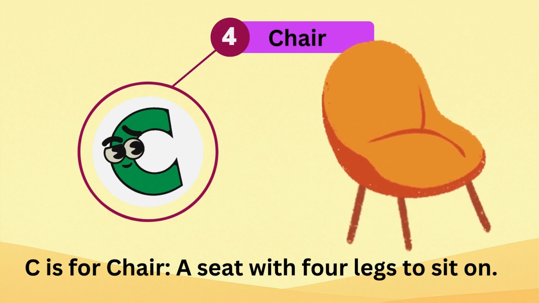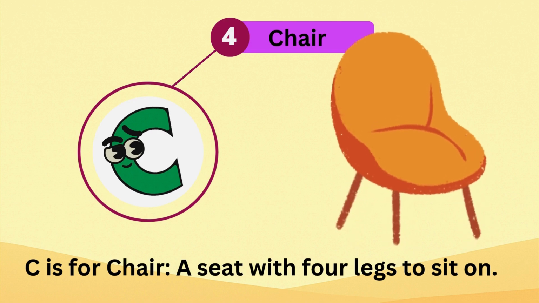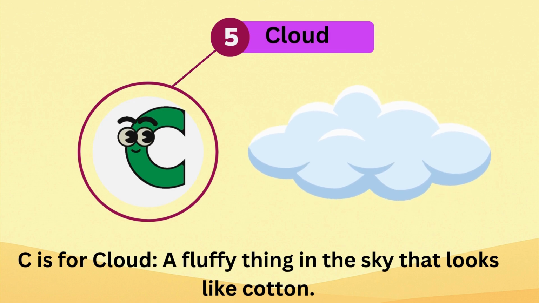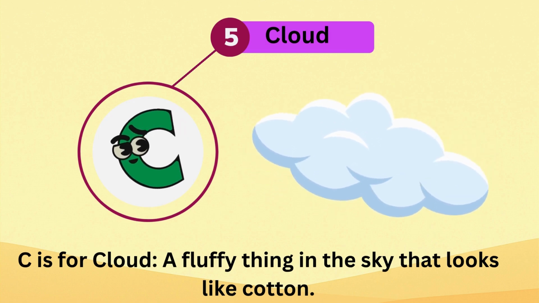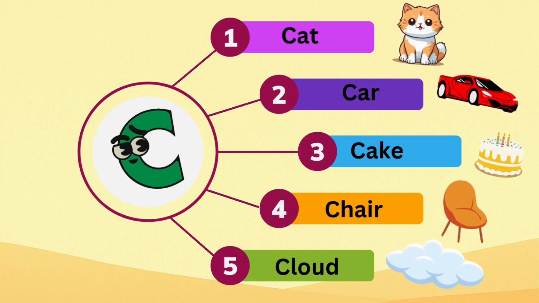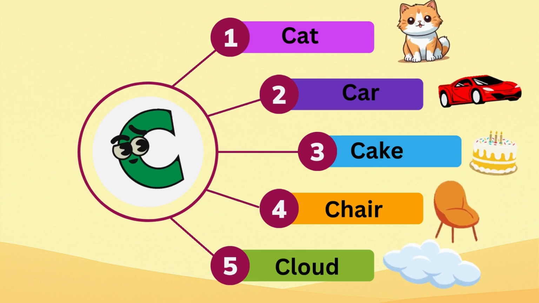C is for chair, a seat with 4 legs to sit on. C is for cloud, a fluffy thing in the sky that looks like cotton. C is for cat, car, cake, chair, and cloud.